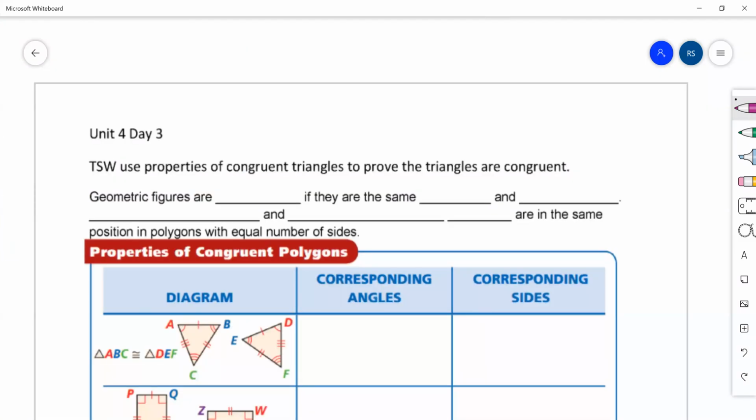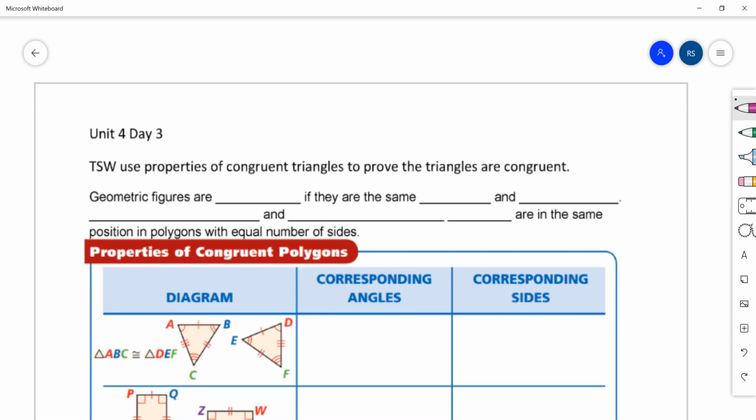Okay, so we're on to Unit 4, Day 3. Now, if you remember way back at the beginning of the semester, I mentioned, hey, there's going to be 2 times we do proofs. And then when we get to triangles, well, guess what? We're to triangles. So this is our second time to do proofs. So we're going to set up the properties of congruent triangles, and then we're going to prove triangles are congruent.